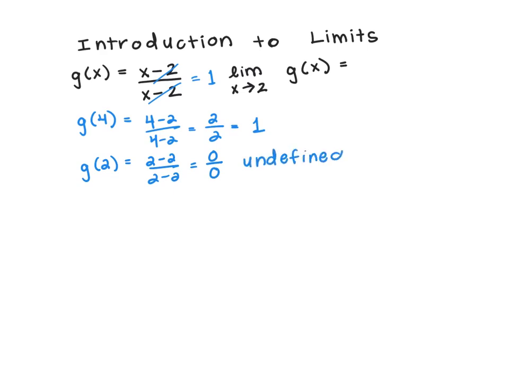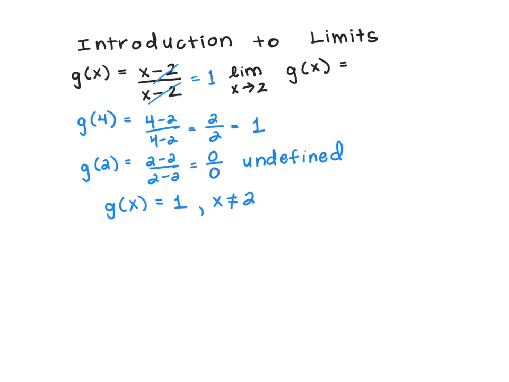That means that at x equals 2, there's no defined value of my function. So if I were to simplify my function, I have to write this as g of x is equal to 1, and it will be equal to 1 for any finite x value, except I have to say, but not when x equals 2.